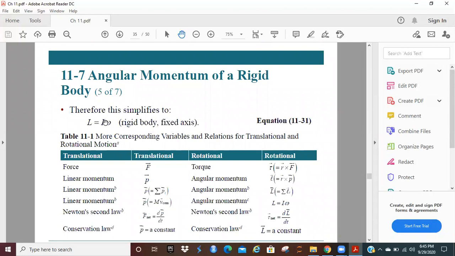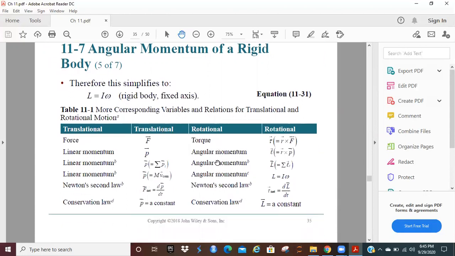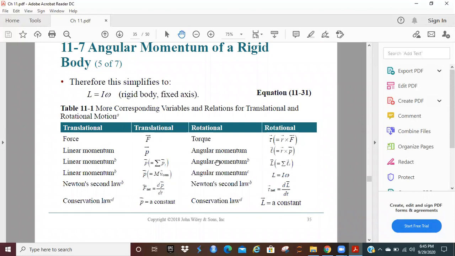So as it turns out, your system's angular momentum is going to be the same as the moment of inertia times the angular velocity. The presentation here gives you a correspondence between translational and rotational, or linear and rotational, depending on how you want to look at it. These are the comparative concepts. That is a good thing to have.